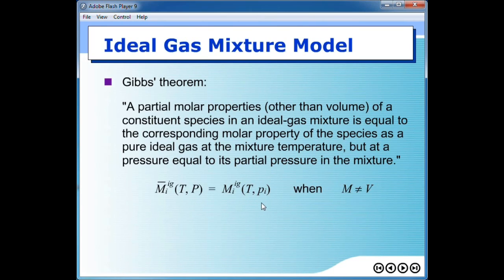This is true for all properties except volume, because earlier we have defined that for volume they are all equal, right? But for anything other than volume, like enthalpy or Gibbs free energy, you can use this equation.